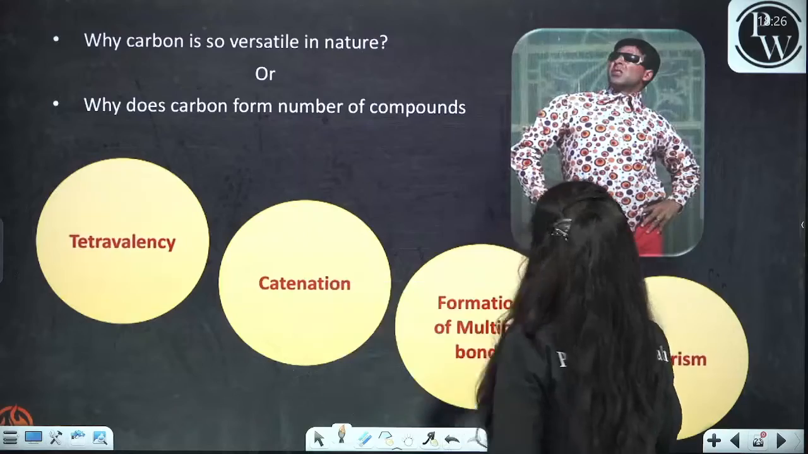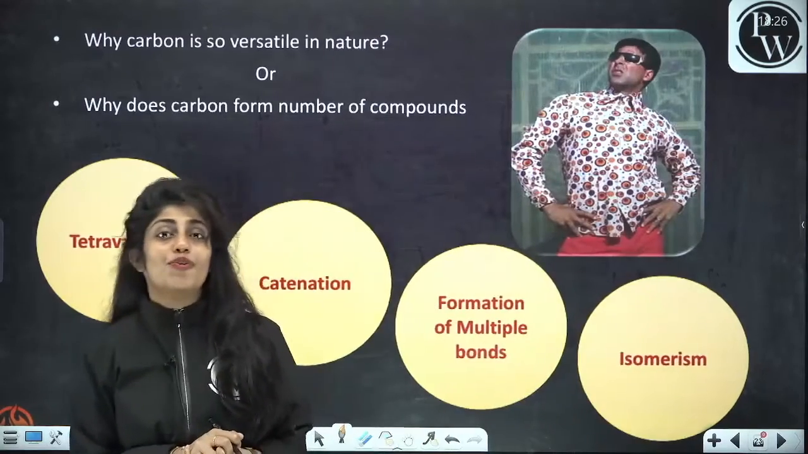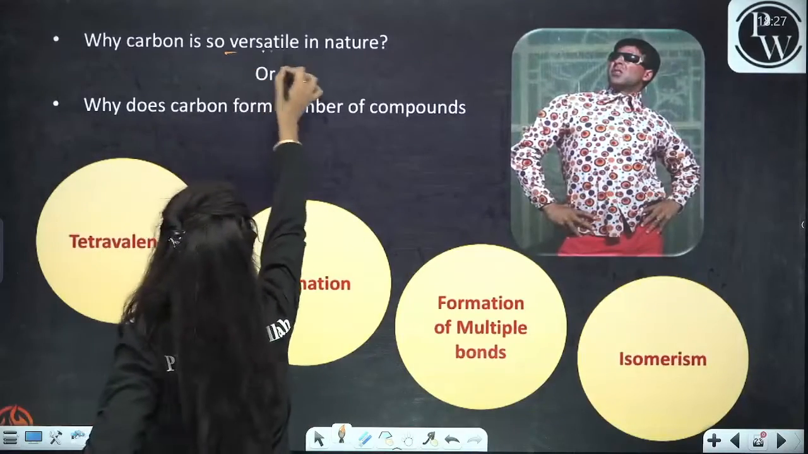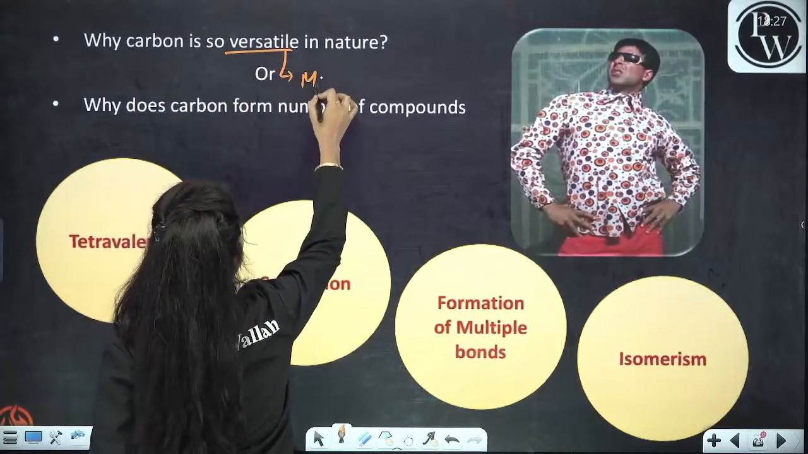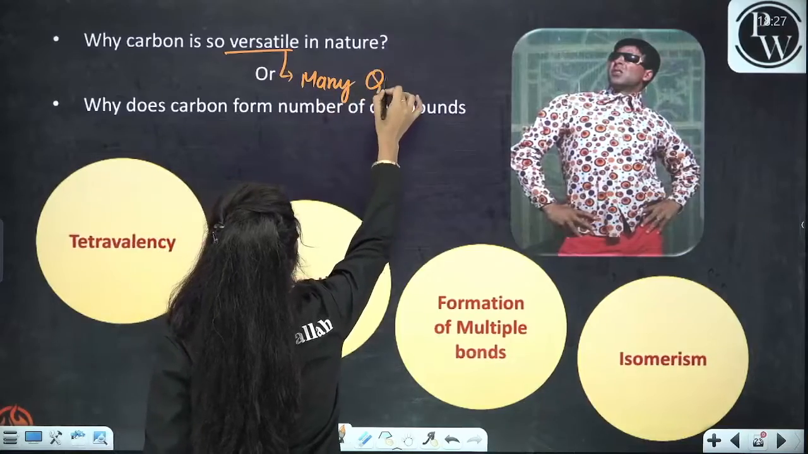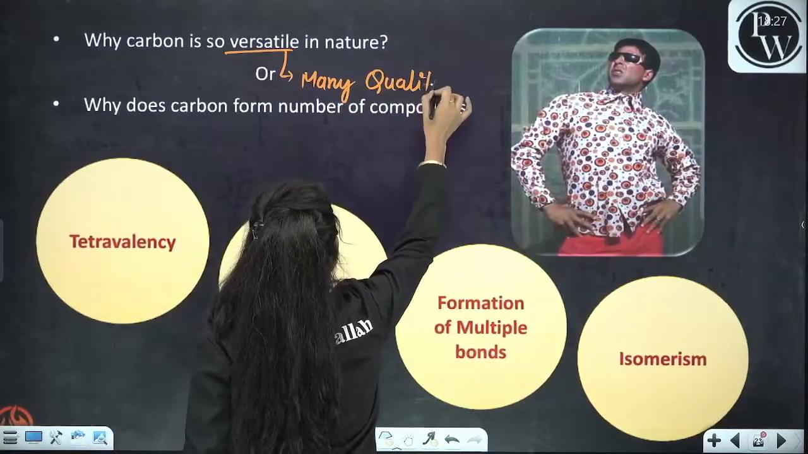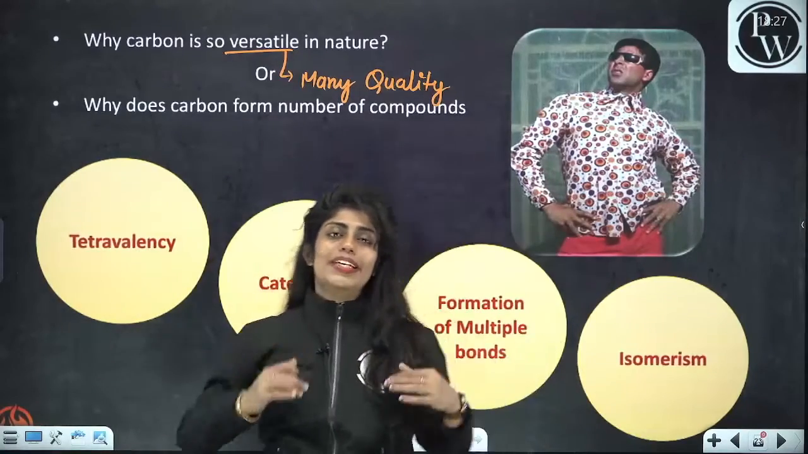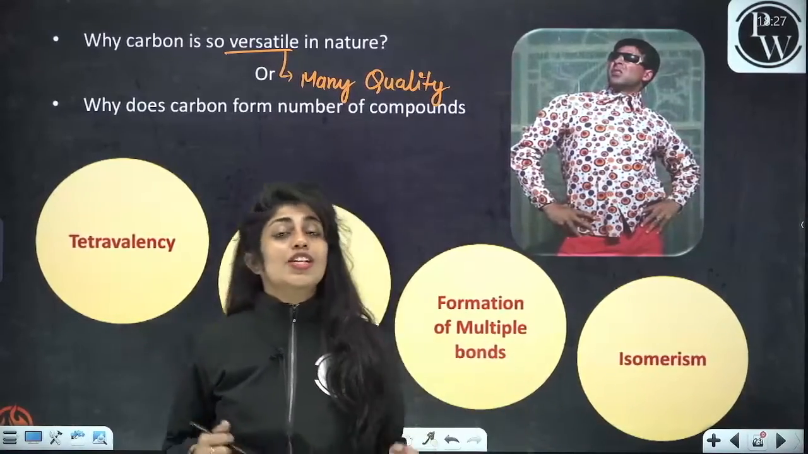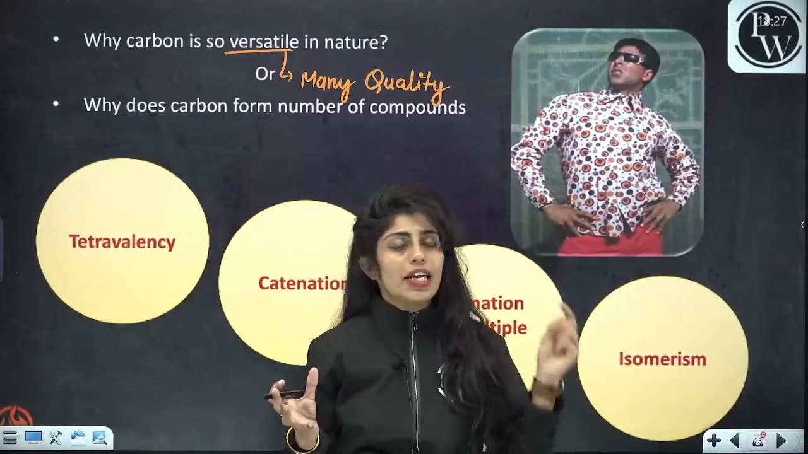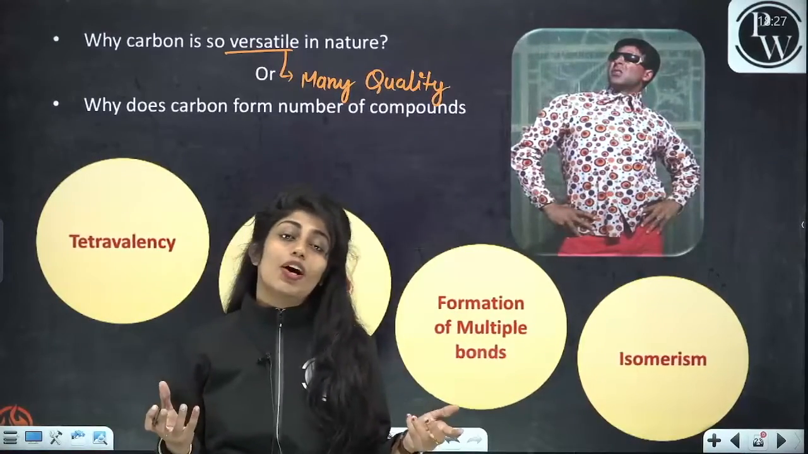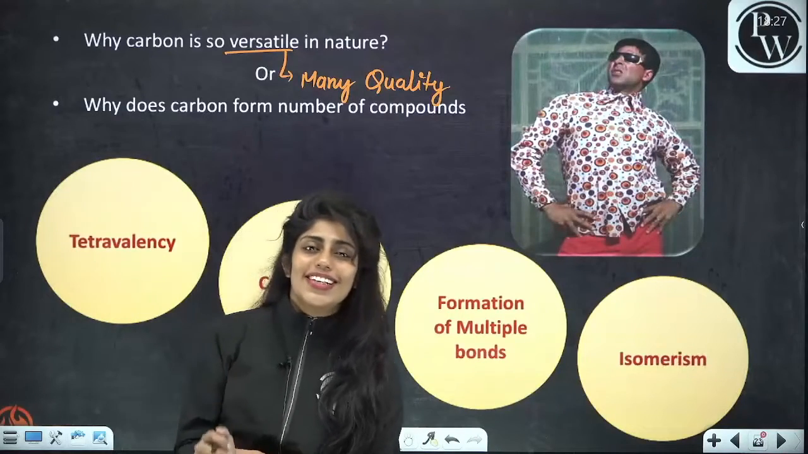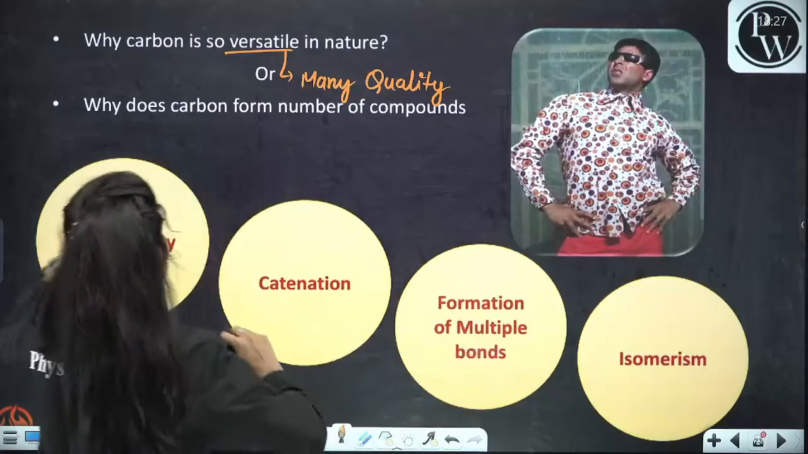Now, very important question. Why is carbon versatile in nature? So let me tell you, my dear student, what is versatile? That means having many qualities. Suppose in your class there is a guy who can sing well, dance well, always tops the class, a sincere one. So basically many qualities in a single boy. So you can call that boy a versatile guy. Do you know any guy or girl having this kind of characteristics?